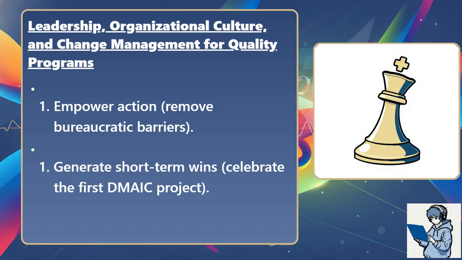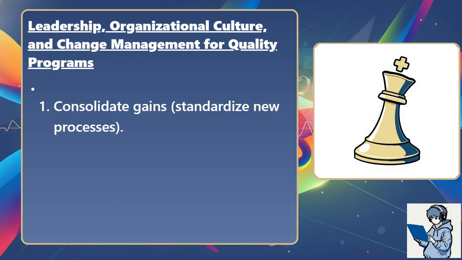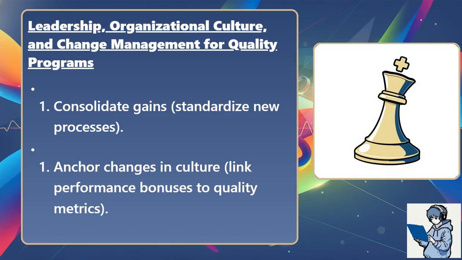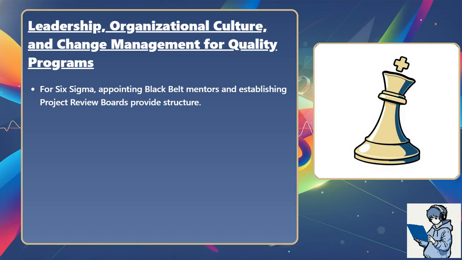Step 6. Generate short-term wins, celebrate the first DMAIC project. Step 7. Consolidate gains, standardize new processes. Step 8. Anchor changes in culture, link performance bonuses to quality metrics. For Six Sigma, appointing black belt mentors and establishing project review boards provide structure.